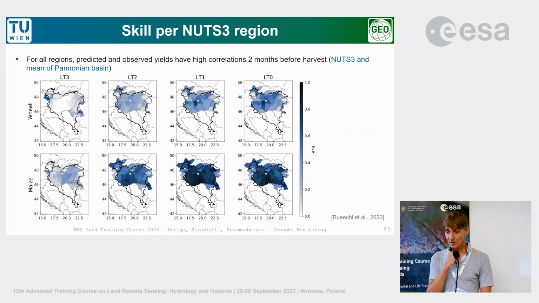This is what we get. This is the R squared value for the NUTS 3 level for different lead times: 3 months before harvest, 2 months before harvest, 1 month, and at the time of harvest, for both wheat and maize. You can already see the differences between wheat and maize. Maize was easier to predict, and wheat was a bit more complicated. You also see that at 3 months before harvest, it is still very difficult to predict.